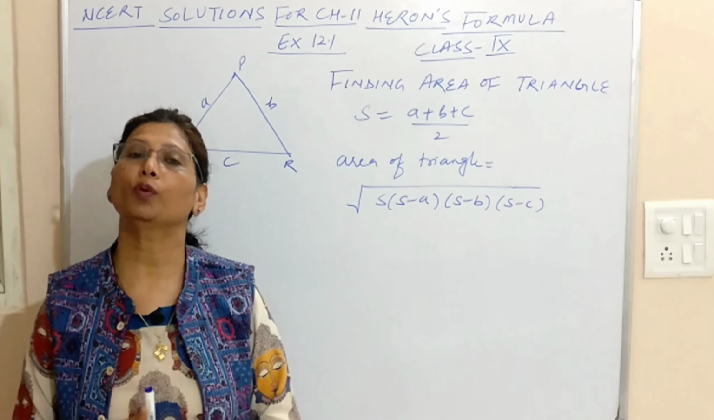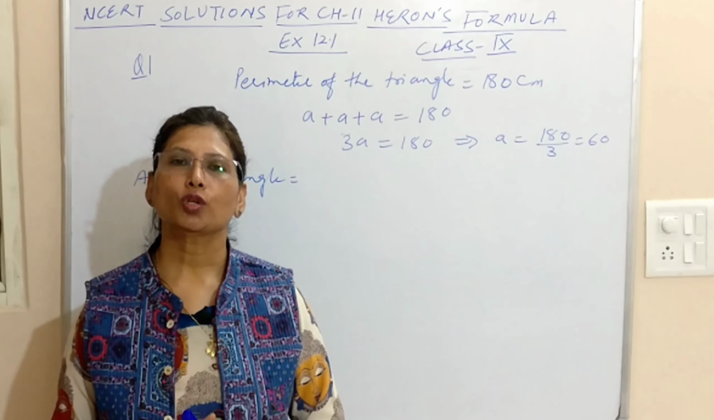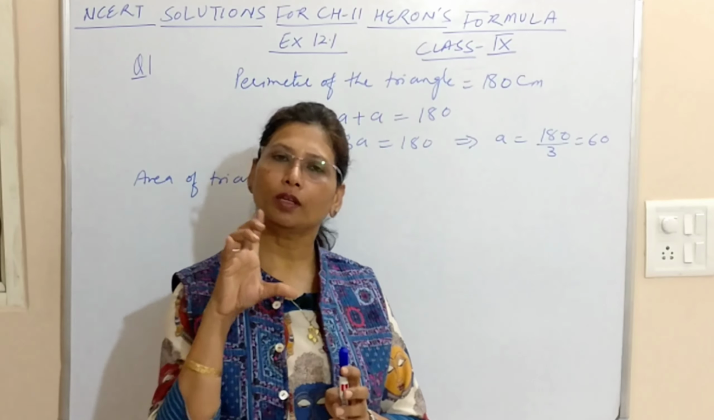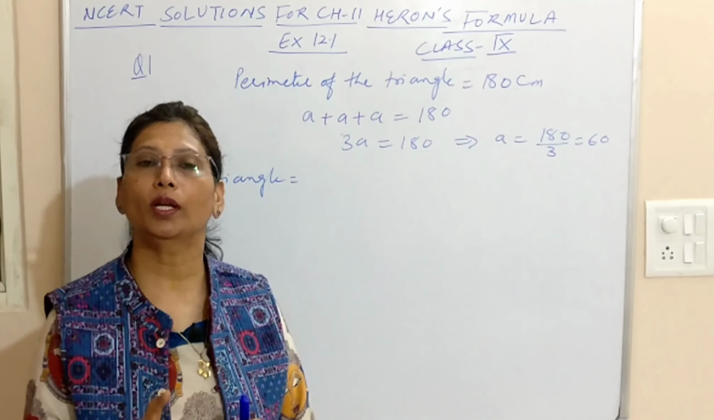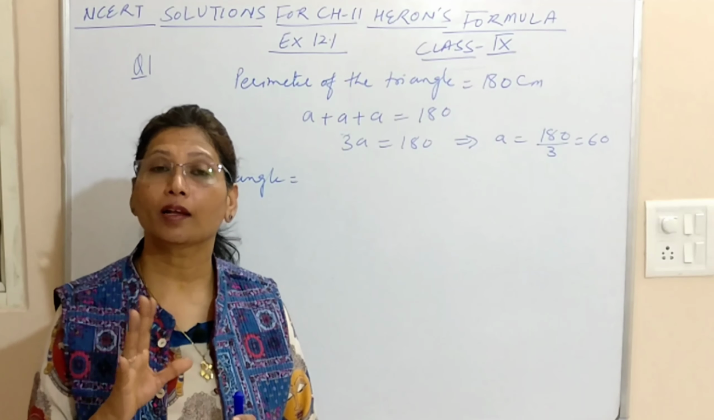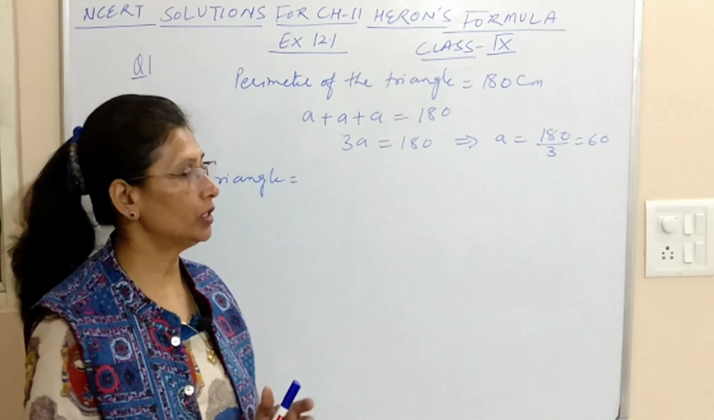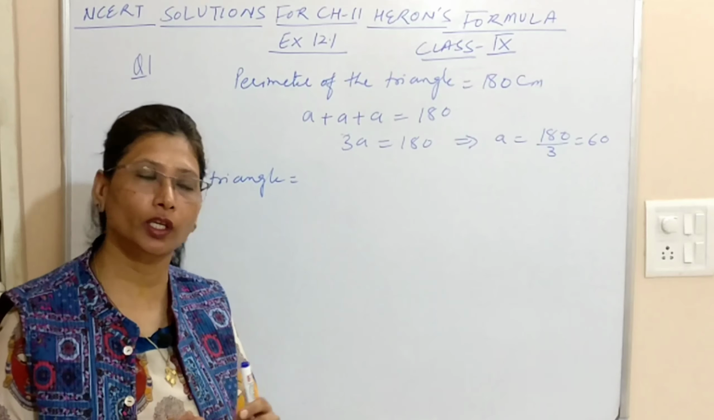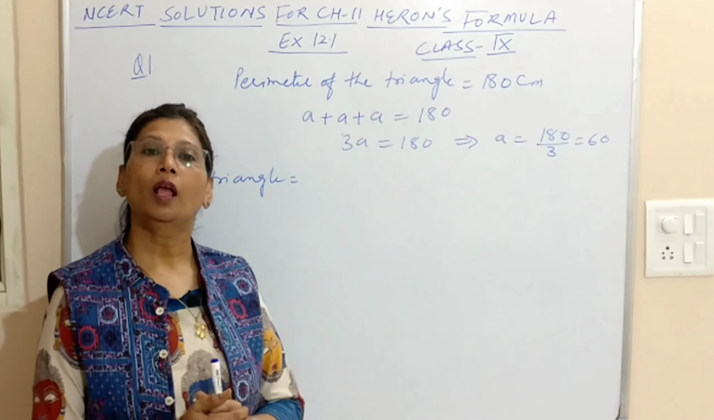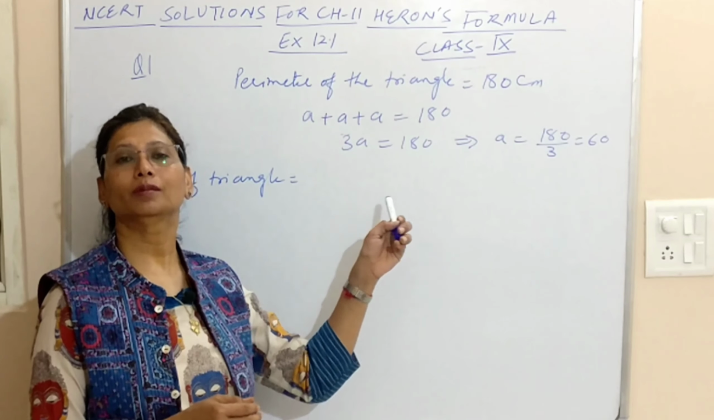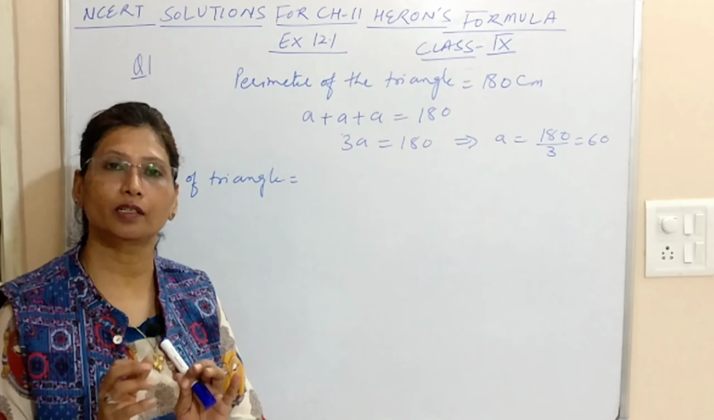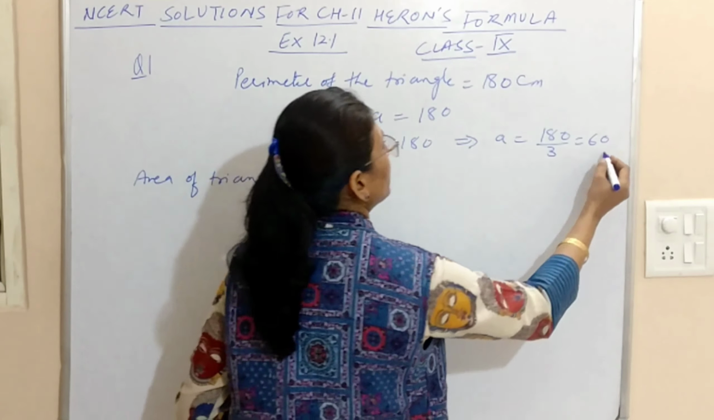So let's start with question number 1. Okay. So question number 1 is about, you have been given a signal which is in the form of a equilateral triangle. Perimeter of the triangle is given, which is 180 centimeter. So 180 centimeter means, since it's an equilateral triangle, all sides are equal. So we'll write it this way. And this will give you the side of the triangle. The side of the triangle will come out to be 60 centimeter. ठीक है, ये आपकी side आ गई.